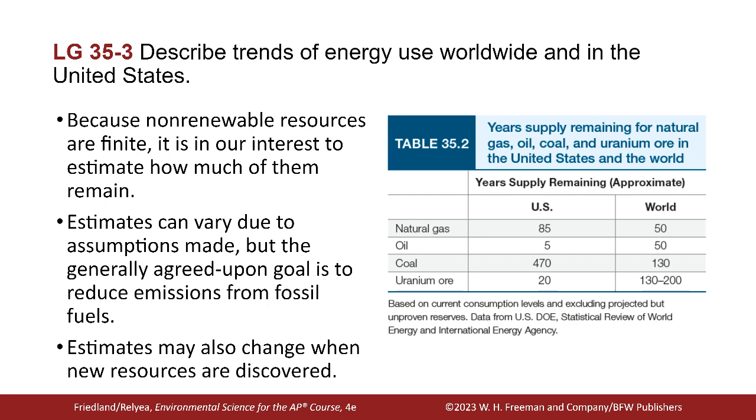Because non-renewable resources are finite, it's in our interest to estimate how much longer we can have on it. Okay, it's also a good idea for countries to estimate how much money they're willing to spend on trying to find these things. How can I find uranium? How can I find more natural gas, right? Estimates can vary due to assumptions made, but generally agreed upon goal is to reduce emissions from fossil fuels. Estimates may also change when new resources are discovered. Okay, so if we find another big oil well, obviously we're going to have more time left using our fossil fuels, right? If we find a uranium mine, we're able to run on nuclear forever.